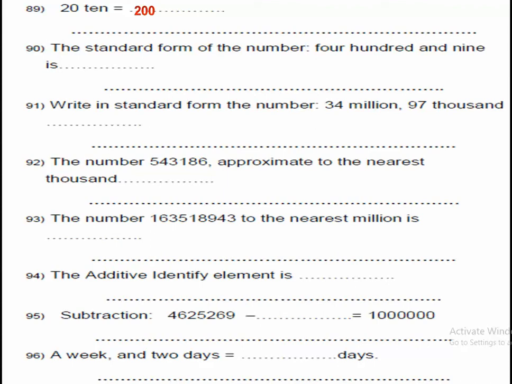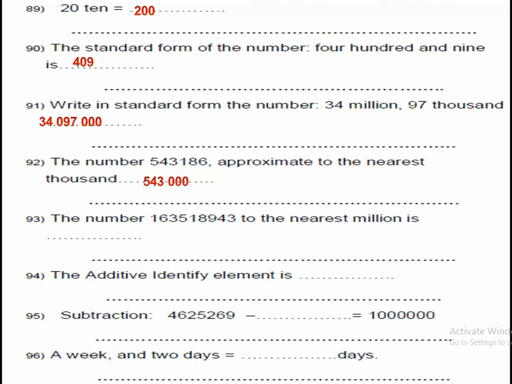The standard form of the number 409, it's easy. Write the standard form for the number 34,097,000. Okay, it's easy also. The number 543,186 approximate to the nearest thousand. Okay, the digit in the thousands place is 3, it will be 543,000.